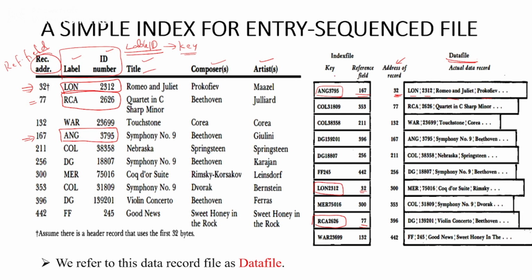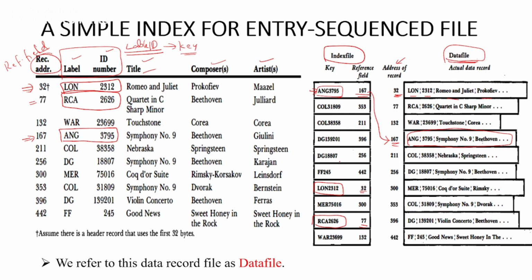So when you do like this, the index file is a separate file, and the data file is where you have all the data. Now suppose I want to access the record having the key ANG3795. What will happen? It will see its reference field, that is 167, so it will directly go to that particular record 167 and access all the data in it.